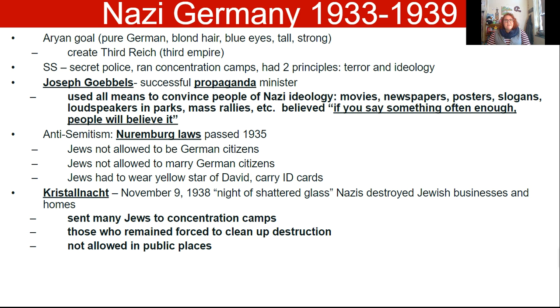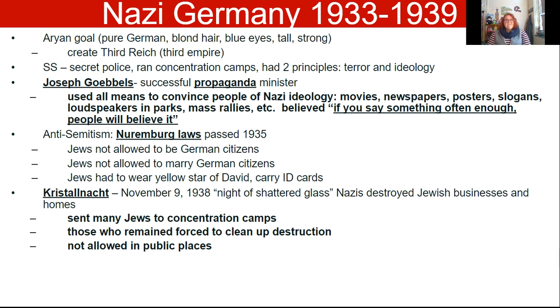One of the ways that Hitler was able to do this is he made Joseph Goebbels a propaganda minister within the government of Nazi Germany. His only goal was to spin the truth and use any means necessary to convince the German people of the Nazi ideology. So he turned out movies, newspapers, posters, slogans. He used loudspeakers in parks, had mass rallies, and he believed that if you say something often enough, people will believe it. And guess what? People began to believe it. Does this sound kind of familiar, y'all?